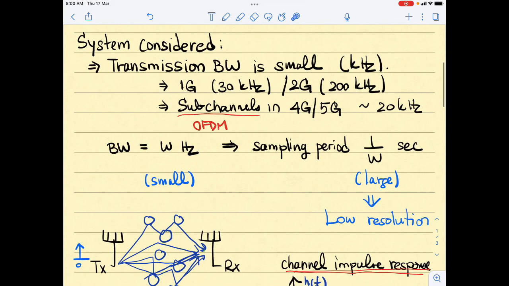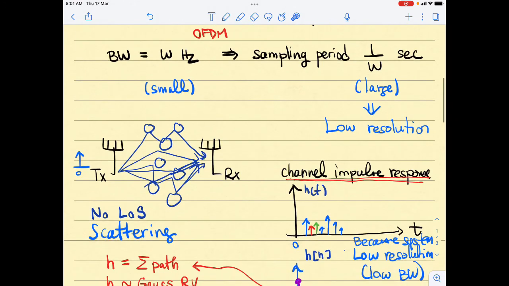Now, why is this a factor? Because if you have a small bandwidth, then if you look at the sampling period, right? We are talking about a discrete time system. The sampling period is 1 over W seconds. So the system samples the signal every 1 over W seconds, right? So if W is small, 1 over W is large. That means our system has very low resolution. Okay, so what is the effect of that, right?